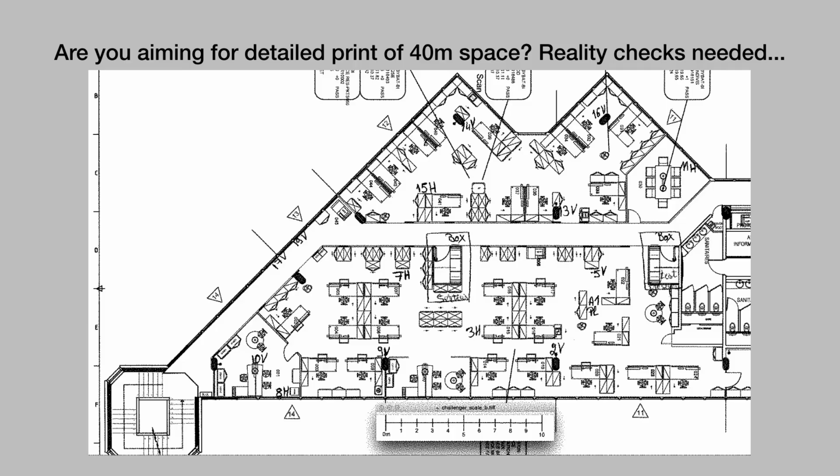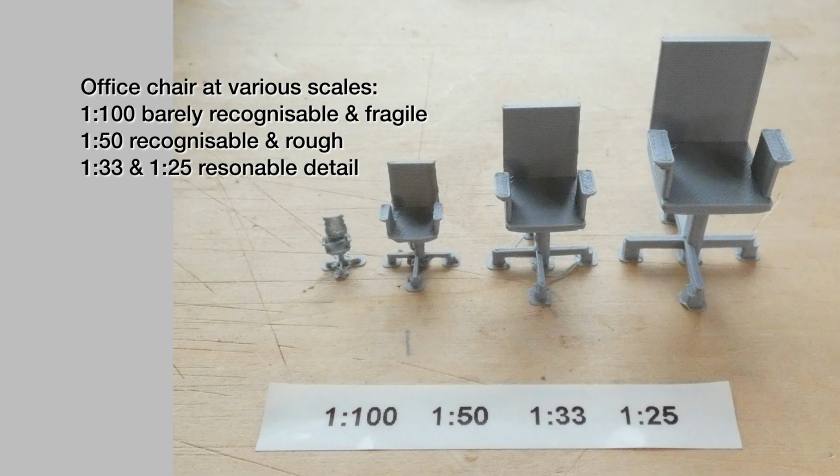If we tried to print something like 30 or 40 meters wide to get the spatial relationships, what impact would that have on the actual size of, say, desks and chairs? Here's an office chair at various scales printed out. The smallest, well, it's barely recognizable and it's horribly fragile.